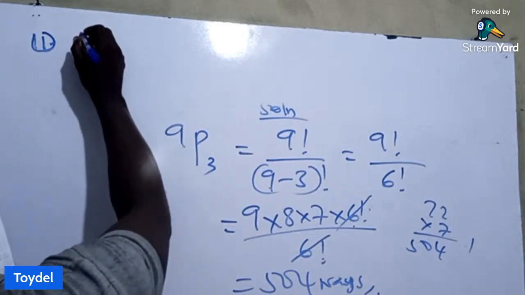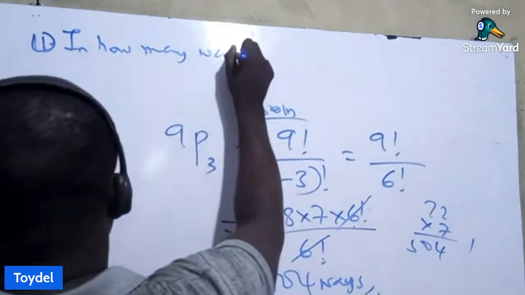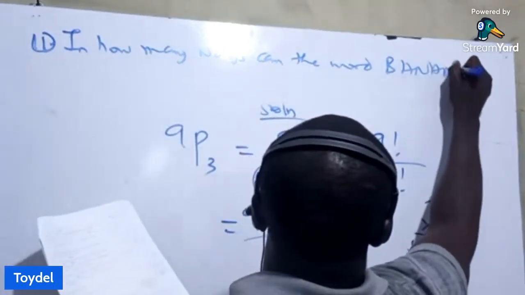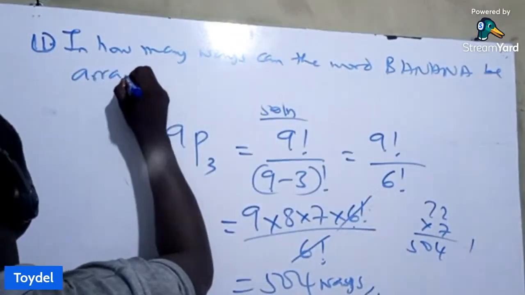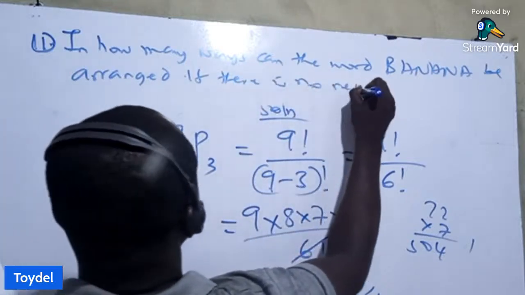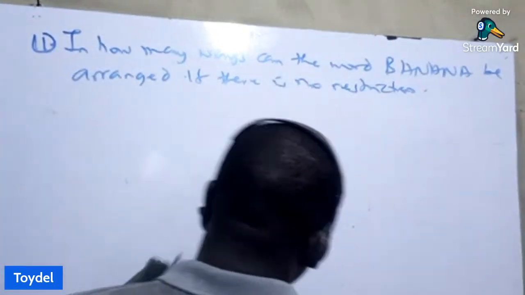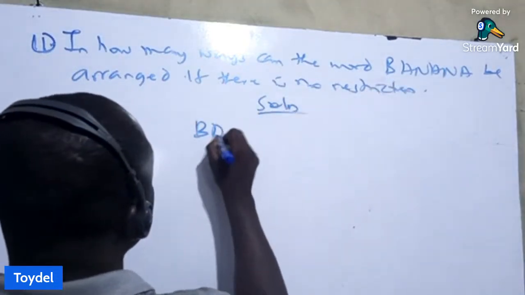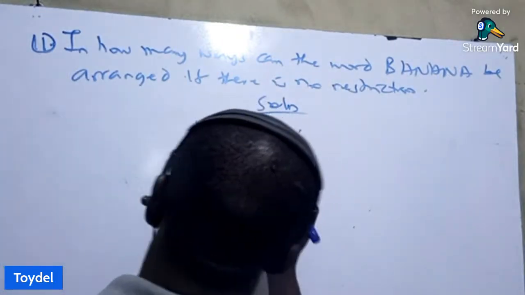Then there's this other one. Let's take the last example under permutation and combination. This question says that in how many ways can the word banana be arranged if there is no restriction? So when you talk about arrangement, we are talking about permutation. So if there's no restriction, then what is the word? The word is banana. So if there's no restriction, in how many ways can we do this?